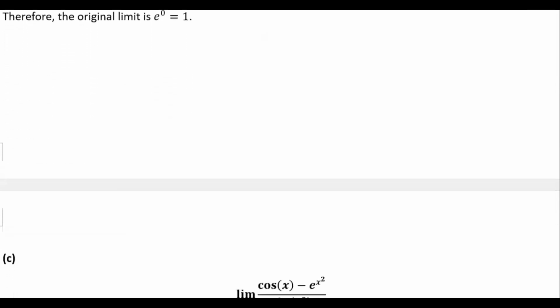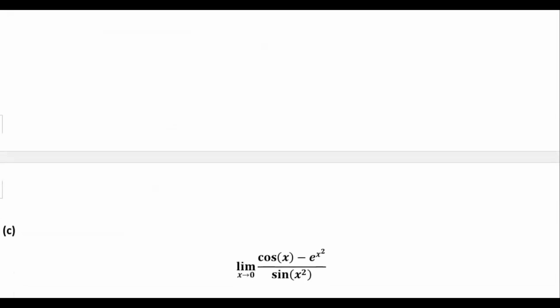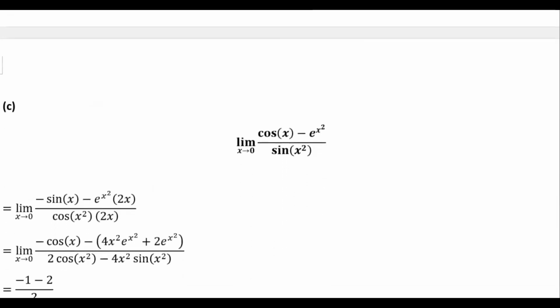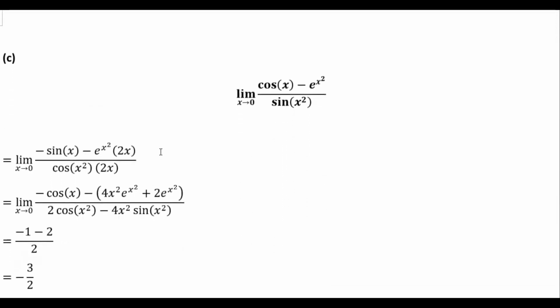Part C. This we can do with L'Hopital's rule because it's 0 over 0 indeterminate. Derivative of the top, you get this. Derivative of the bottom, you get this. You have to be careful of the chain rule. Now we would still get 0 over 0, so we can use L'Hopital's again.